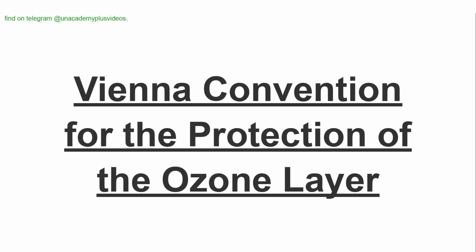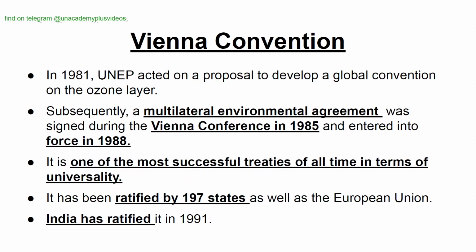Vienna Convention for the Protection of the Ozone Layer. In 1981, the United Nations Environment Programme acted on a proposal to develop a global convention on the ozone layer. Subsequently, a multilateral environmental agreement was signed during the Vienna Conference in 1985 and entered into force in 1988. It is one of the most successful treaties of all time in terms of universality. It has been ratified by 197 states as well as the European Union. India ratified it in 1991.